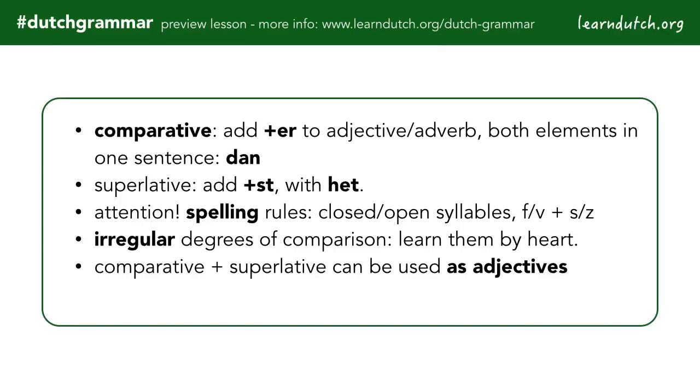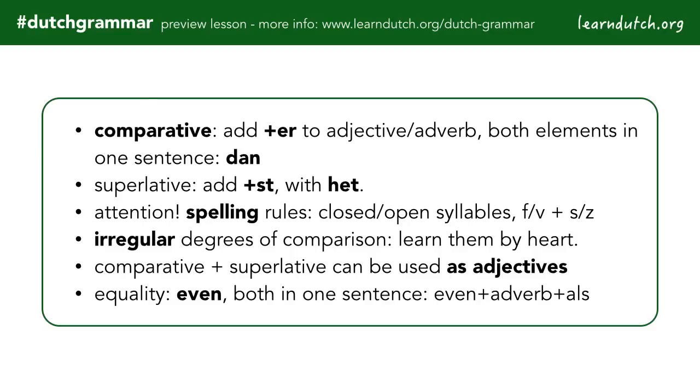Comparative and superlative can be used as adjectives. Then they behave like adjectives, so they get an extra e in situations where we add an extra e with adjectives. To express equality, we use even. If both elements that we compare are in one sentence, we use even before the adverb and als after the adverb.